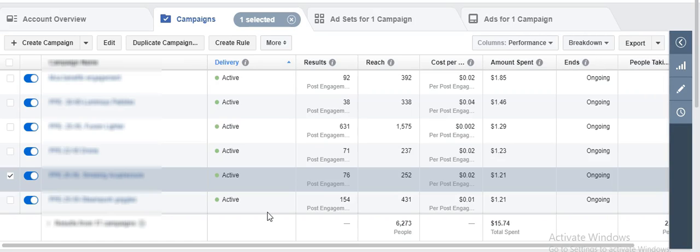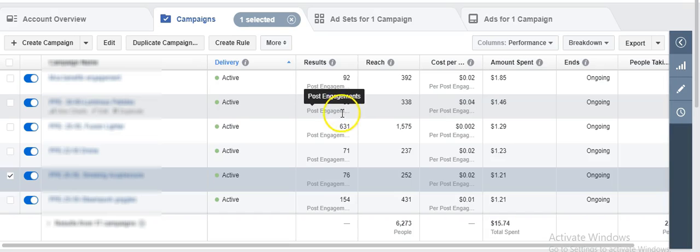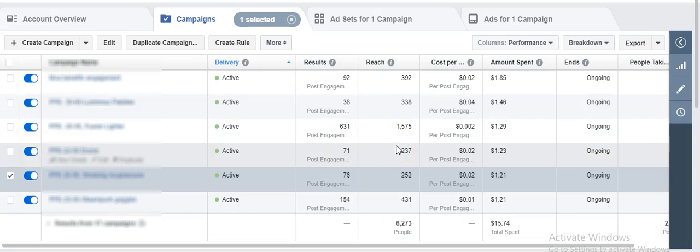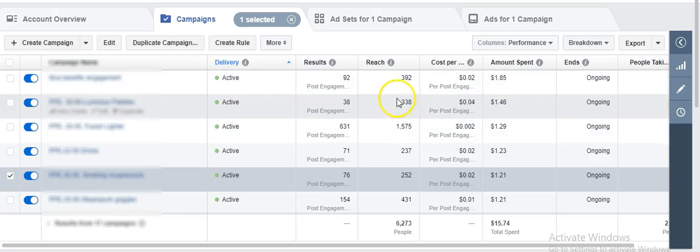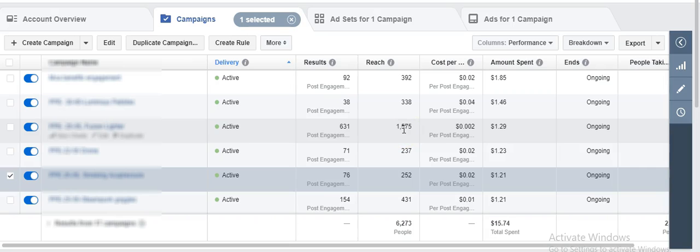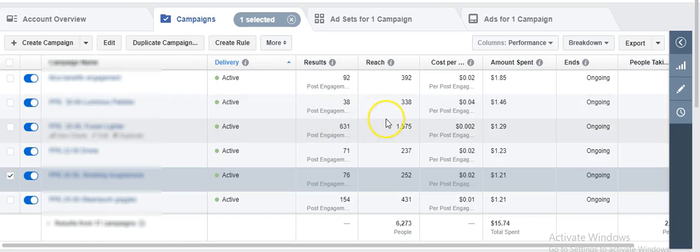As you can see, I did blur out my ads. I didn't want to make that public, but we're going to look at the results. These ads right here, I'm only running like $2 or $3 on each ad, but it's 92, 38, 631 engagements, and this is the reach. This is basically how many people the ad showed an impression to, and this is the people that engaged with that ad.